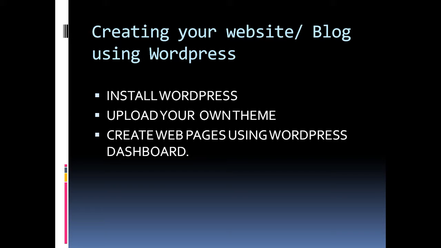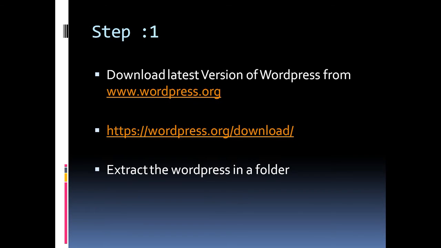To create your website or blog using WordPress, firstly we need to install WordPress on your web server, which I am going to show you now. After the installation is done, then you have to upload the theme. You can upload your own theme, or you can even use the default theme of WordPress. And finally, you can create the web pages using the WordPress dashboard, and your website is ready, and you can manage the content of your web pages using the dashboard. Now let us start with the WordPress installation.